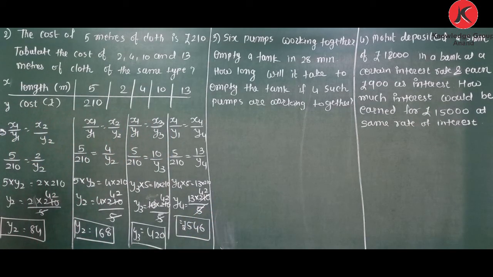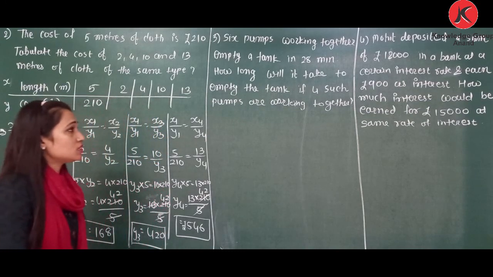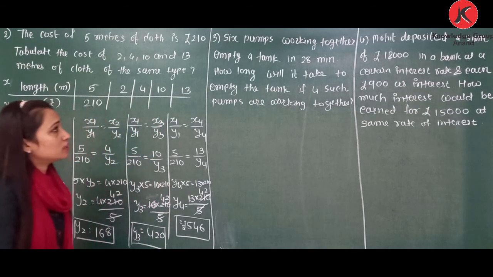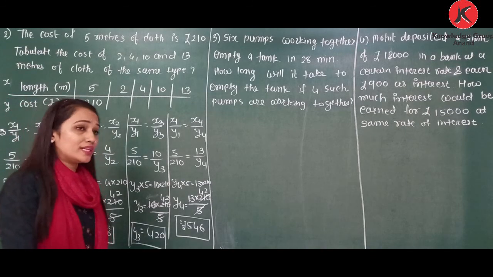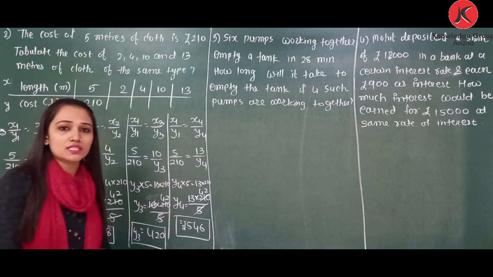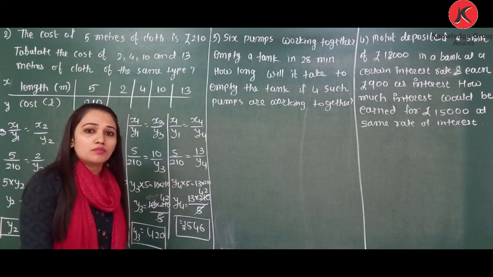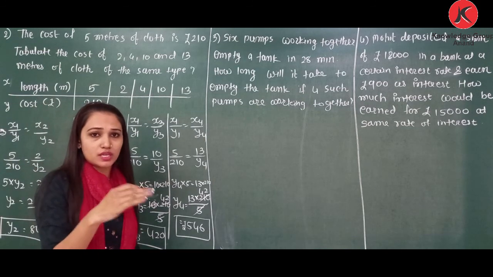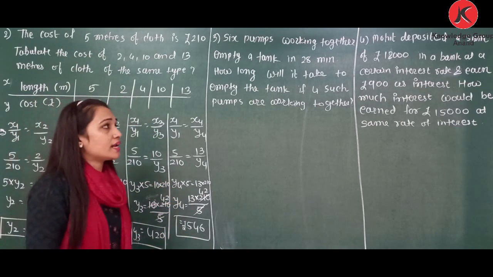Okay. Now next one. 6 pumps working together empty a tank in 28 minutes. How long will it take to empty the tank if 4 such pumps are working together? If 6 pumps are working, then the tank will empty in 28 minutes. If the number of pumps is decreased, then it will take more time. So if pumps are decreased, time will be increased, and if pumps are increased, time will decrease. So these are in inverse proportion.